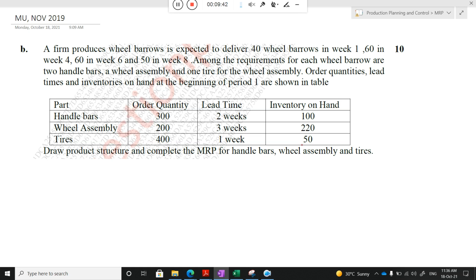Everyone understood what is given in this question, class? Yes, sir. Okay. So now I start first: draw the bill of material for this particular thing. What is the bill of material? It actually dictates what sub components are needed to make a final product.